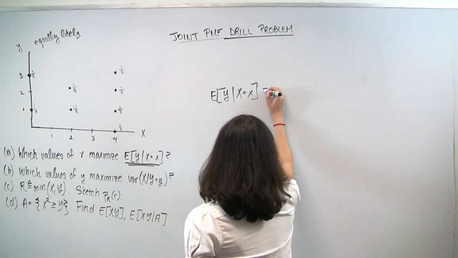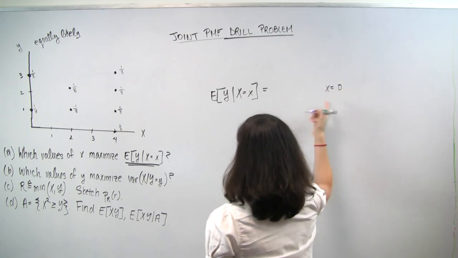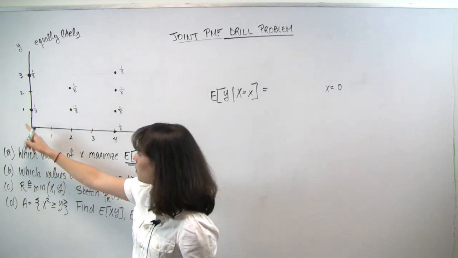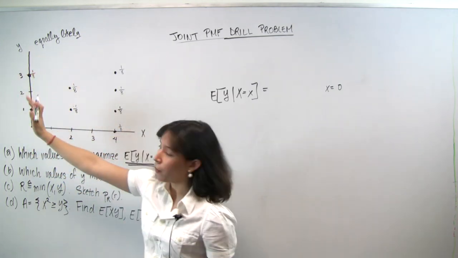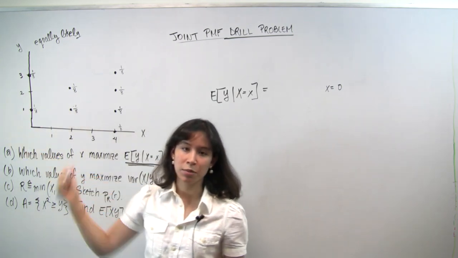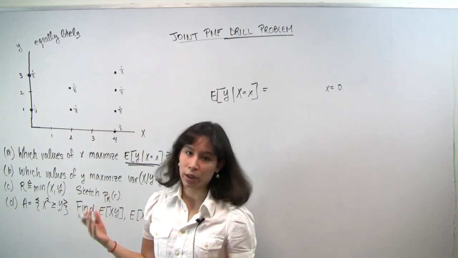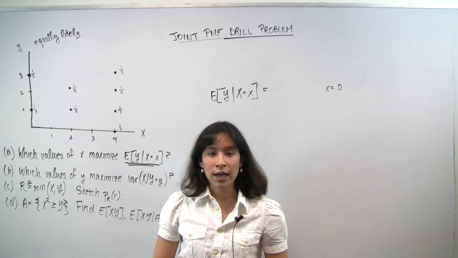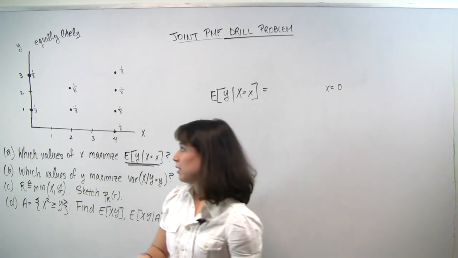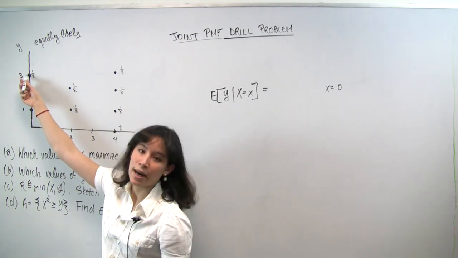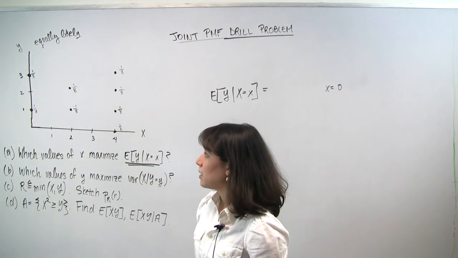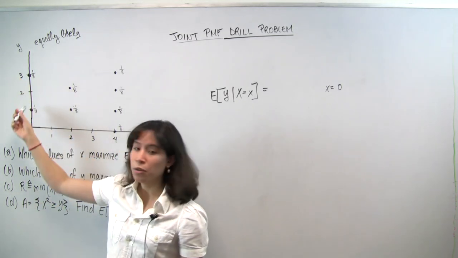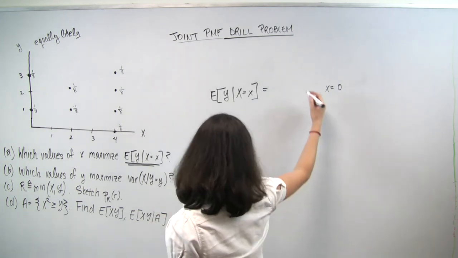So let's see. When x is equal to 0, for instance, let's figure out what this value is. Well, when x is equal to 0, we're living in a world essentially on this line. So that means that only these 2 points could have occurred, and in particular, y can only take on the values of 1 and 3. Now, since all of these points in the unconditional universe were equally likely, in the conditional universe, they will still be equally likely. So this happens with probability 1/2, and this happens with probability 1/2. Therefore, the expectation would just be 3 over 2 plus 1 over 2, which is 4 over 2, or 2.